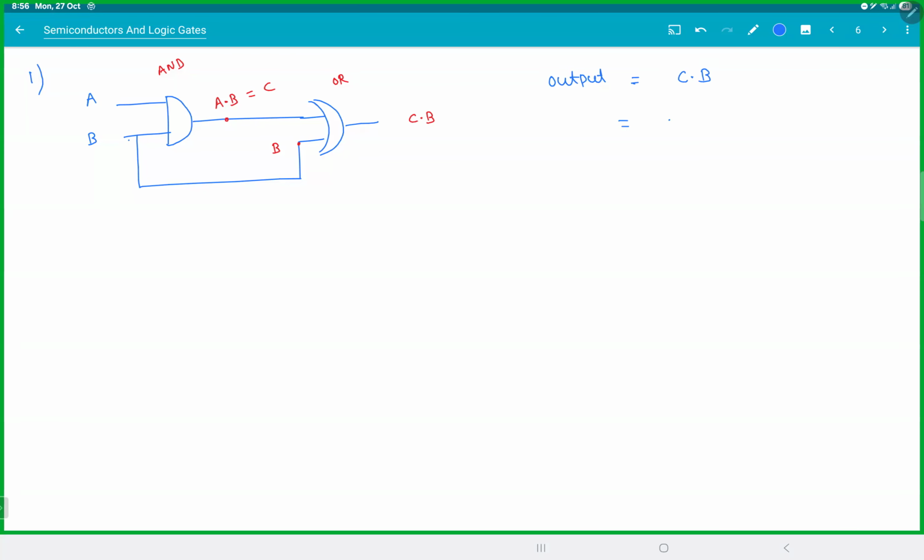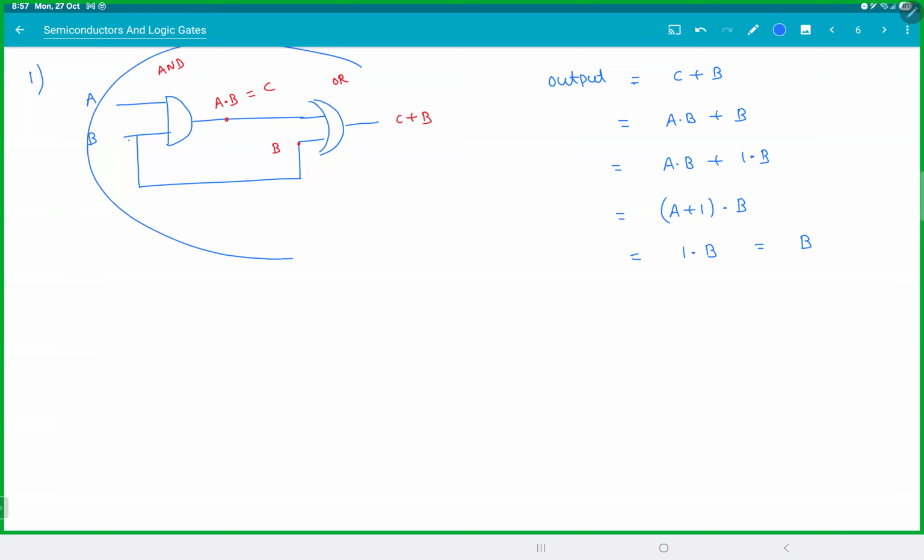So your output is C plus B. But what is C? C is A dot B. So the output is A dot B plus B. So I can write this as A dot B plus 1 dot B, because 1 dot B is B only. Then this will become A plus 1 dot B. A plus 1 is 1 only. And 1 dot B is B. That means for this circuit, the answer is always B only. Whatever is B's input, the output will be the same. It doesn't matter what A's value is.